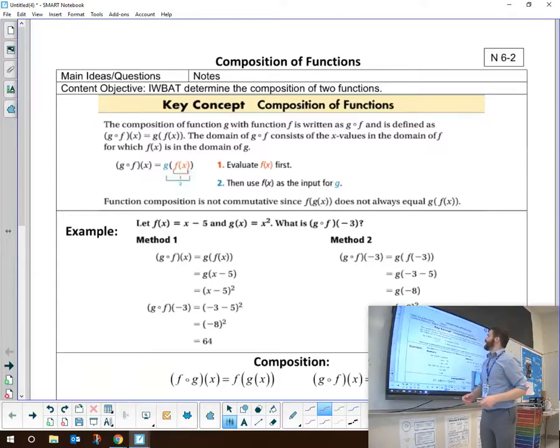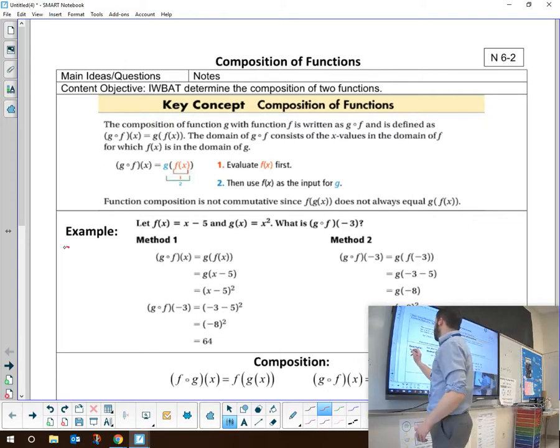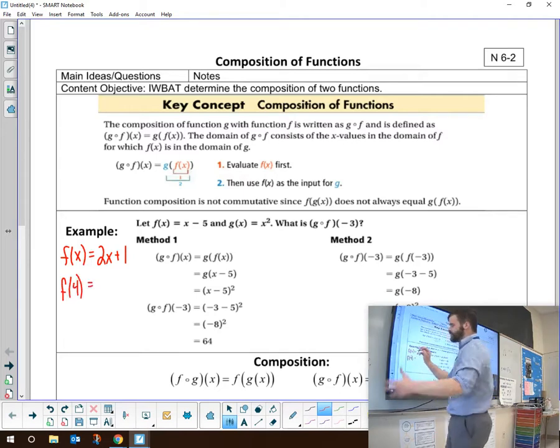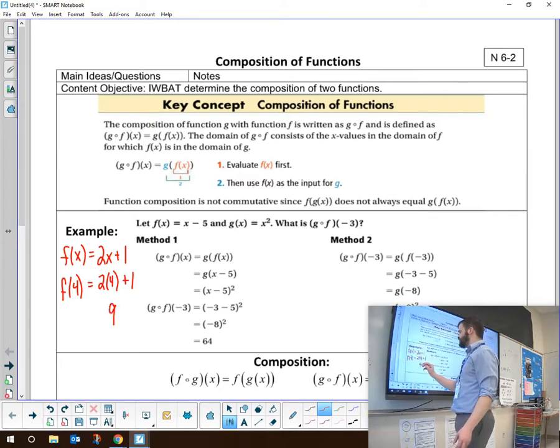Hey guys, today we're talking about composition of functions. Now, this is really similar to what we did yesterday. Remember what we did yesterday? We had f of x equals 2x plus 1, and then I go, okay, what's f of 4? And then we would just take that 4 and plug it in, and we would get 2 times 4 is 8, 8 plus 1 is 9.